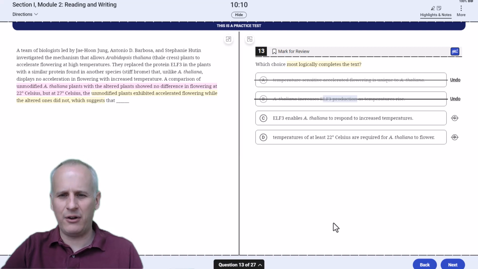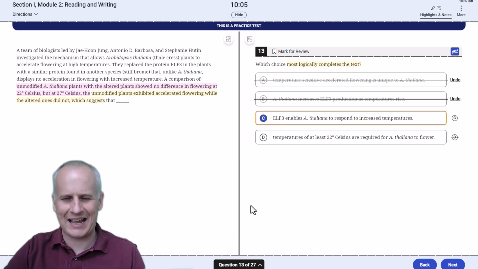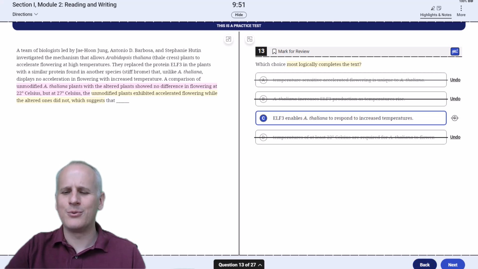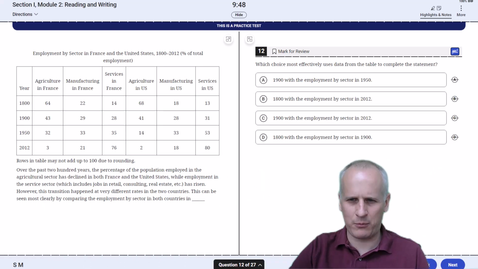Choice C, ELF3 enables AT to respond to increased temperatures. Ding, ding, ding. Exactly the relationship that we might have recognized in our upfront read. And then choice D, temperatures of at least 22 degrees Celsius are required for AT to flower. Well, actually, it kind of flowers at 27 degrees, so this is a little bit of an information reversal anyway. So choice C is our correct answer, and we hit back one more time.